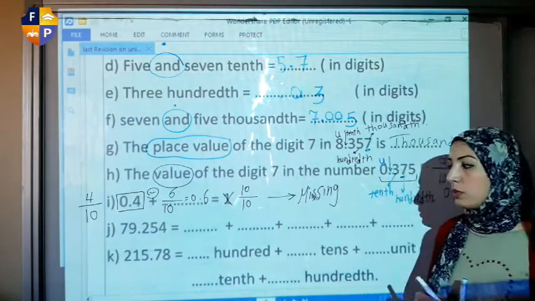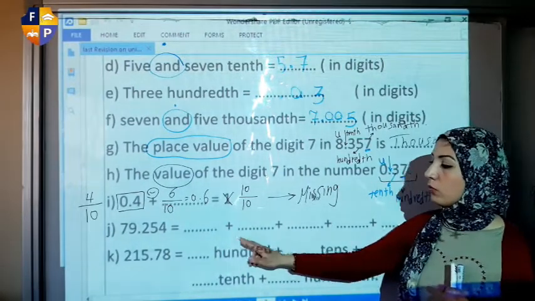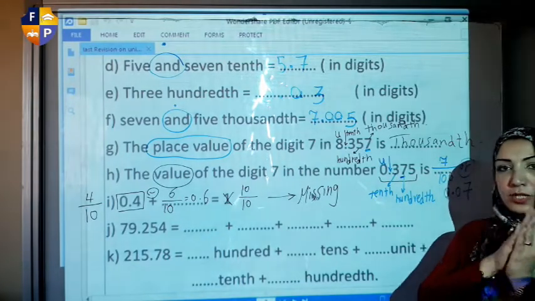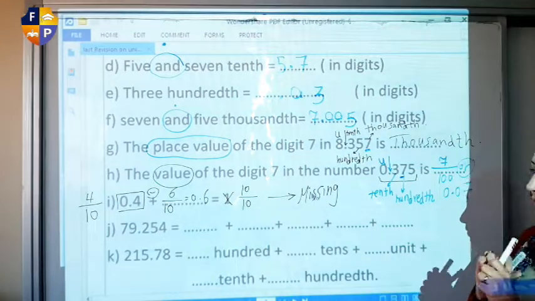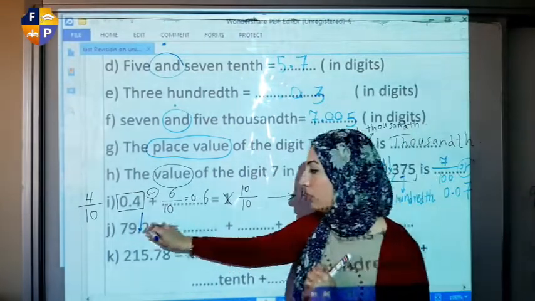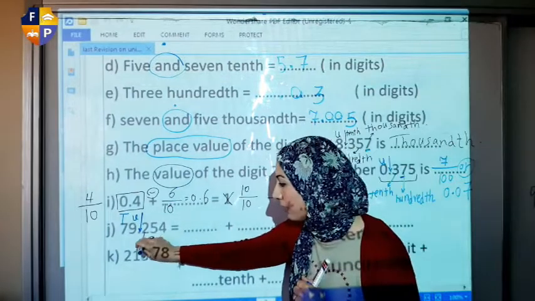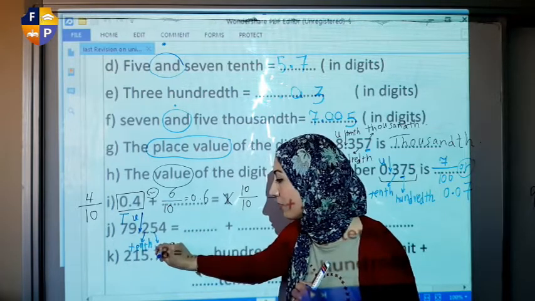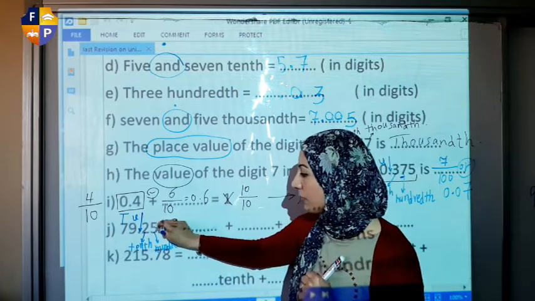Next one, 79.254 equals. Here we want to write each digit alone, according to its value. So first we will write the place value for each digit. 9 in units, 7 in tens, 2 in tenths, 5 in hundredths, 4 in thousandths.